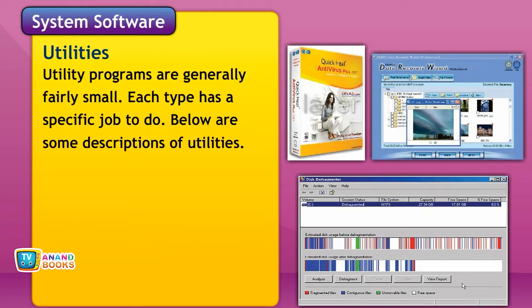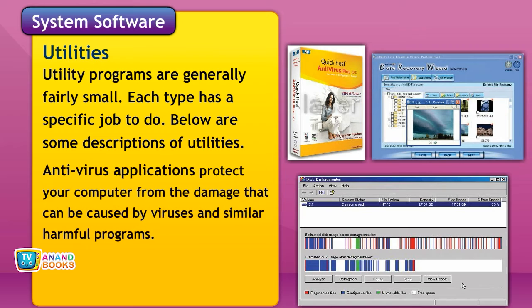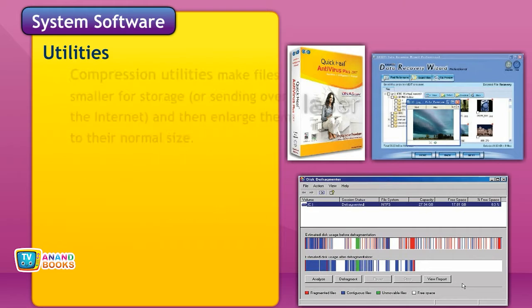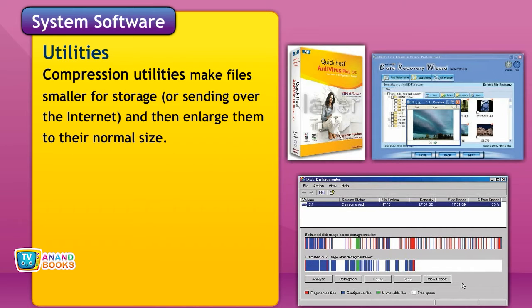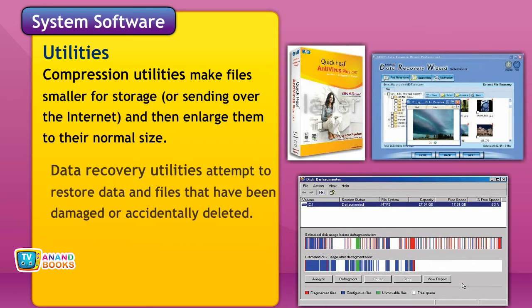Utilities. Utility programs are generally fairly small. Each type has a specific job to do. Below are some descriptions of utilities. Antivirus applications protect your computer from the damage that can be caused by viruses and similar harmful programs. Compression utilities make files smaller for storage or sending over the internet and then enlarge them to their normal size.